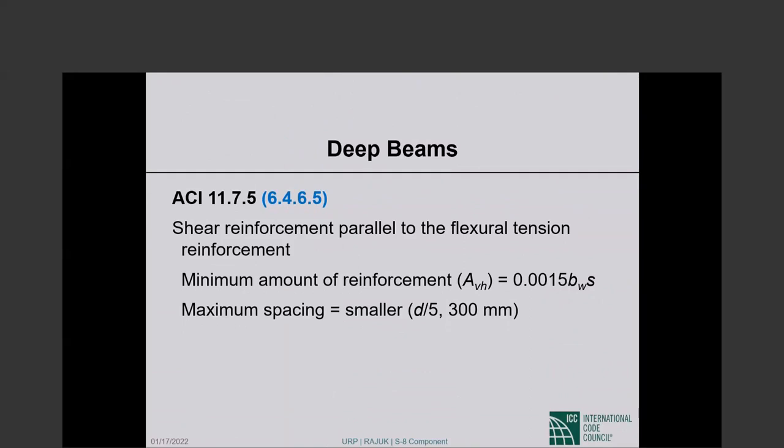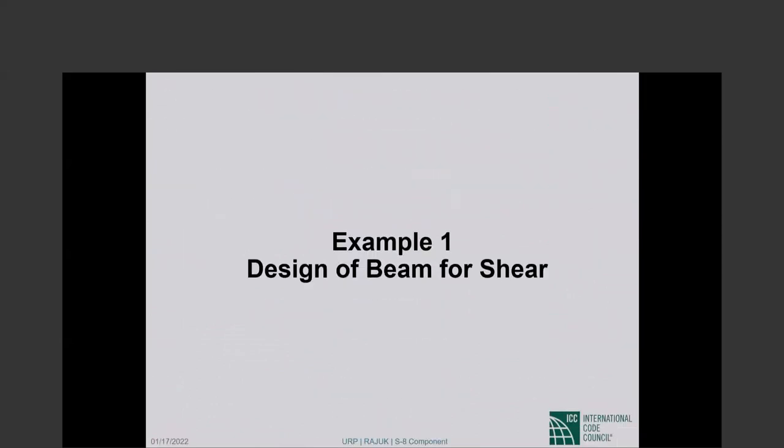The horizontal shear reinforcement parallel to the flexural tension reinforcement. Minimum is 0.15% and the maximum spacing is d/5 or 300 millimeters. These I have taken from 318-08, not 318-99. Okay, so these are your numbers. And then I will show you an example, and then hopefully things will fall in place.